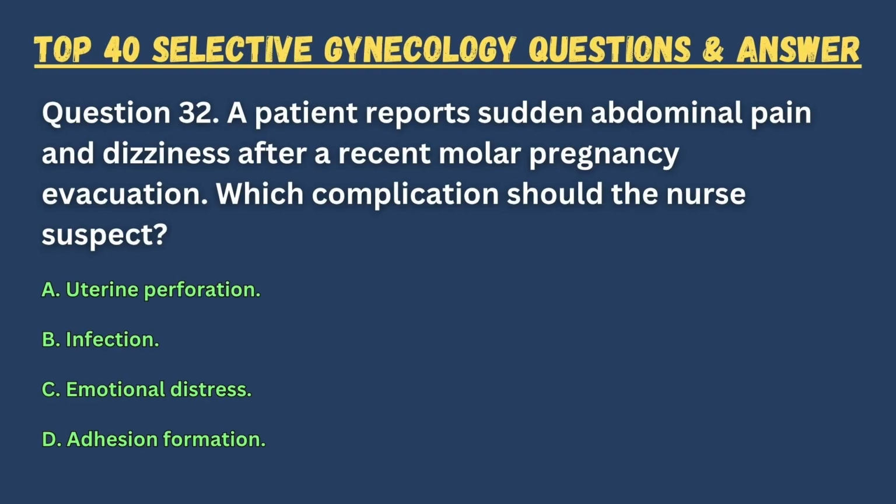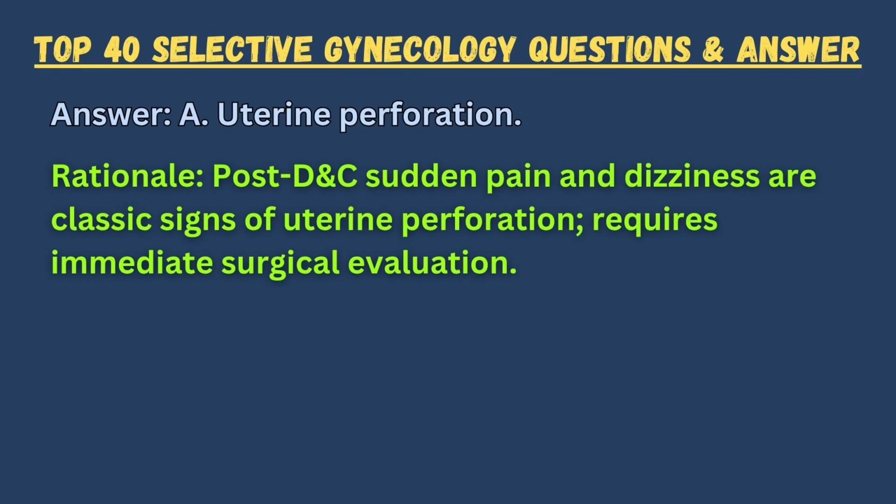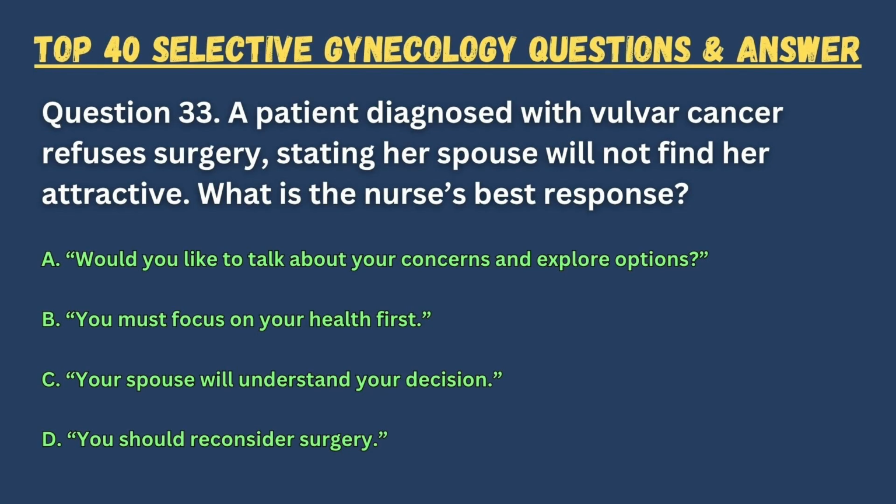Immediate priority. Question 32. A patient reports sudden abdominal pain and dizziness after a recent molar pregnancy evacuation. Which complication should the nurse suspect? A. Uterine perforation. B. Infection. C. Emotional distress. D. Adhesion formation. Answer: A. Uterine perforation. Rationale: Post-D&C sudden pain and dizziness are classic signs of uterine perforation. Requires immediate surgical evaluation.